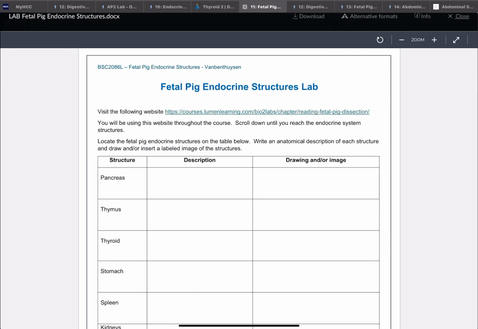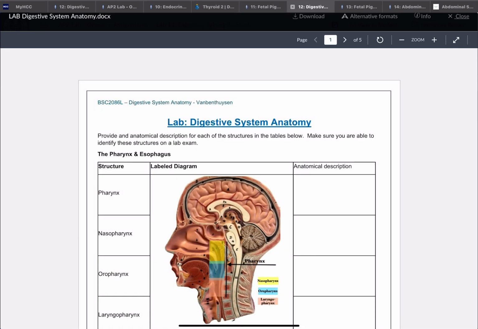So if you were in a face-to-face lab, we would continue to pull out the fetal pig in each one of these labs, and you would go in and look at the structures. So I just have the link there that's going to have all the structures, but you might want to screenshot and embed the images for these particular organs that you're responsible for.